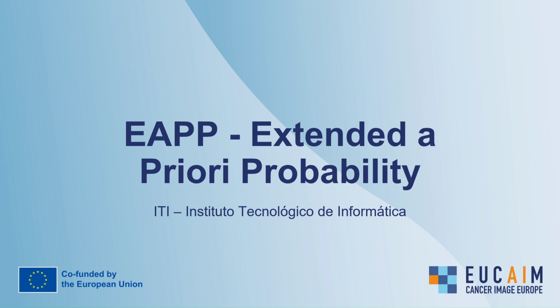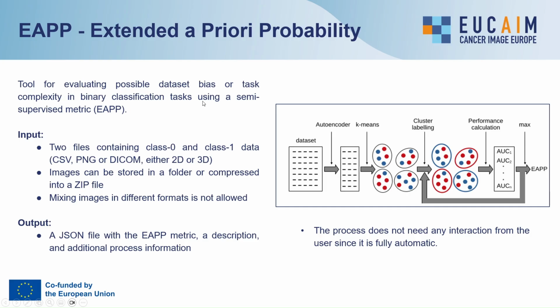The Extended A Priori Probability, or EAPP, is a tool developed by ITI that evaluates the difficulty of binary classification tasks. Unlike traditional metrics, EAPP considers not only the a priori probability but also possible biases in the data and features that facilitate the target class separation.